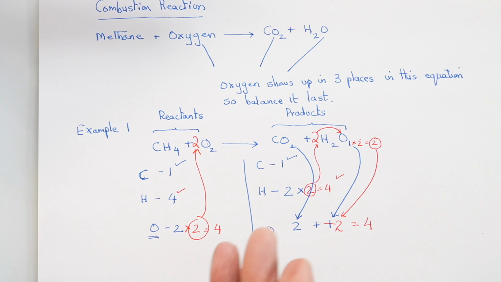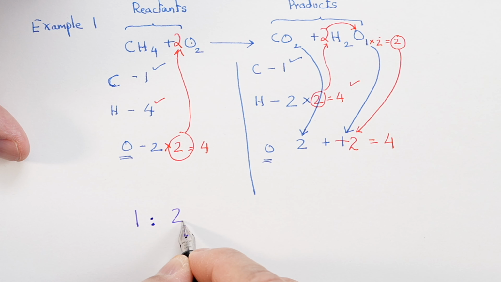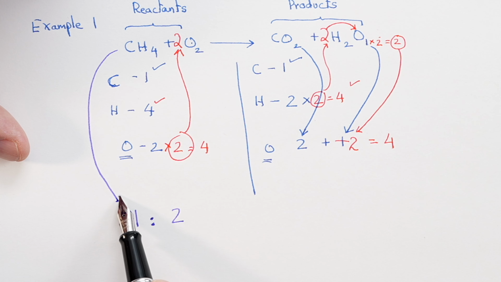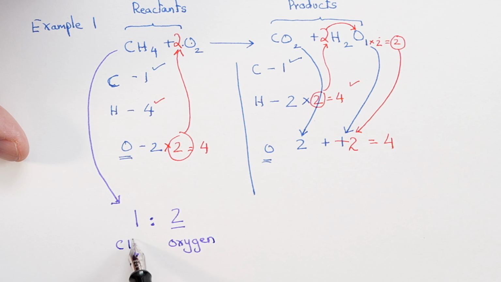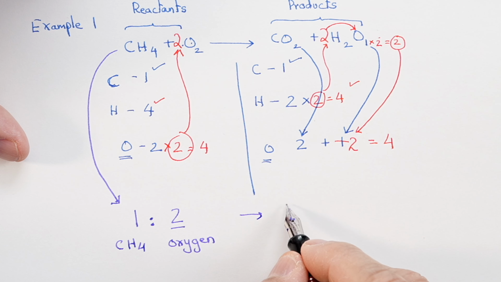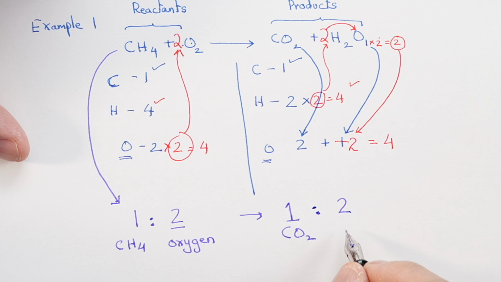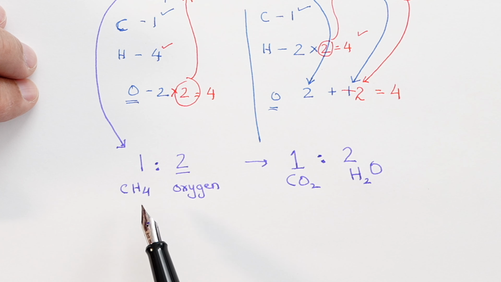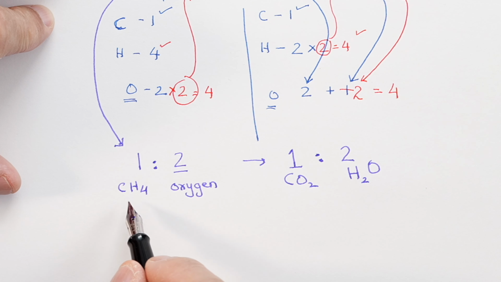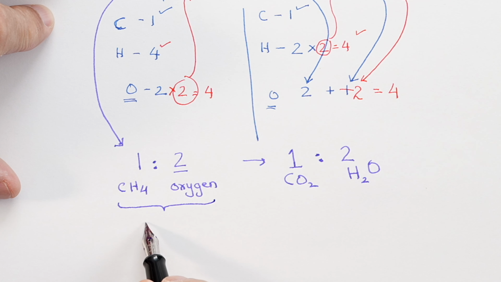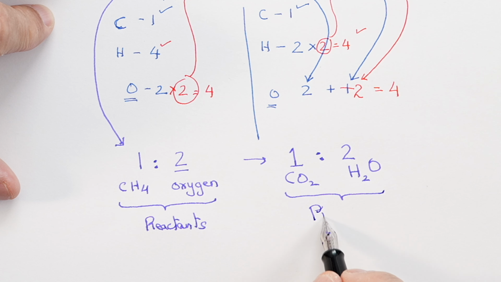So the ratio for methane, when you burn methane, the ratio is going to be 1 methane, 2 oxygen. So this is where the 1 comes from. This 2 represents the oxygens. This represents the methane. And this reacts to give you 1 part carbon dioxide and 2 parts or 2 moles of water. That is the ratio when you burn methane in oxygen. This is a hydrocarbon. This is oxygen. This is a hydrocarbon burning in oxygen. These are the reactants, and it gives you carbon dioxide and water.